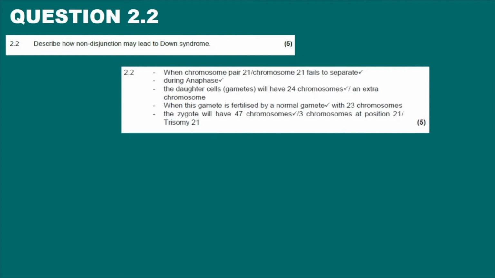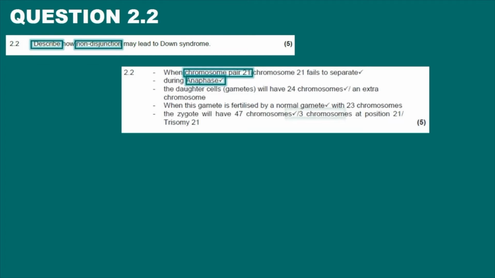So let's have a look at my question and also my marking guidelines. So we have to describe non-disjunction that leads to Down syndrome. So firstly, this will happen when chromosome pair 21 fail to separate during anaphase. So here you can see you do not have to be specific to say that it's in anaphase 1 or 2. You can even say this occurs during anaphase 1 and 2. So you can mention it, but the important part is anaphase.